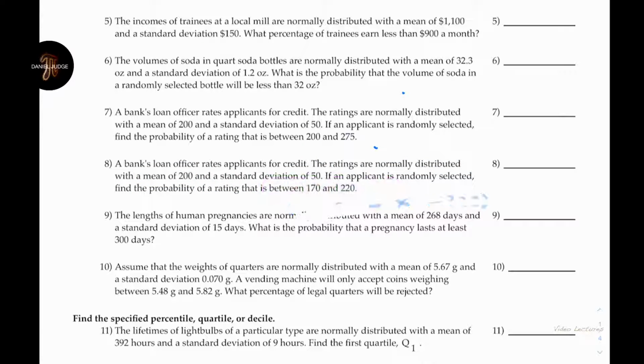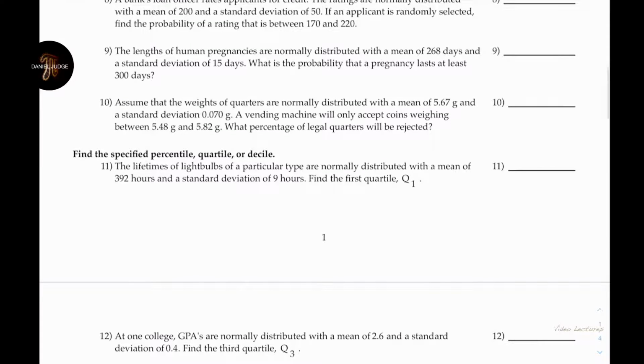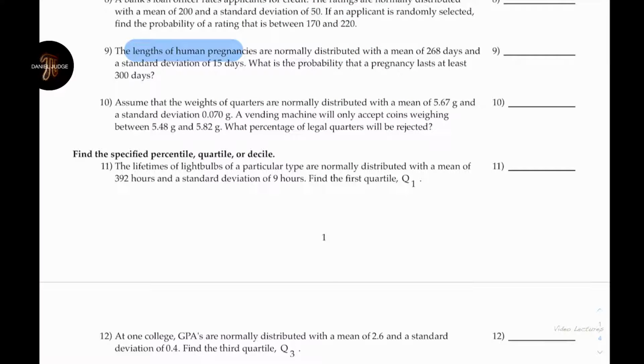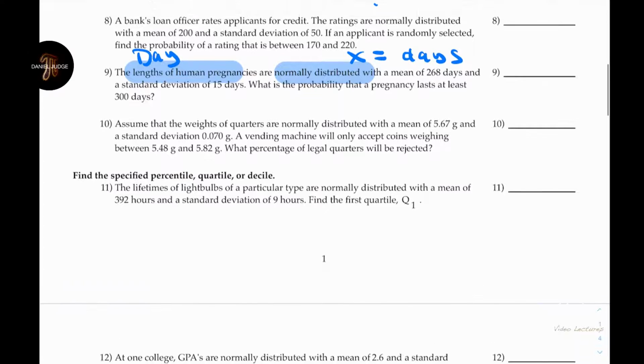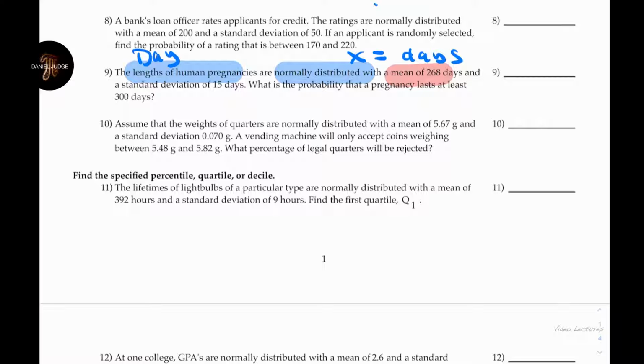All right, let's look at number 9. Let's read what they're saying. In number 9, they're saying that the lengths of human pregnancies is normally distributed. Now, personally, there's nothing wrong with saying length. I would say days. The days of human pregnancies are normally distributed. They call it the length. So I'll just put X as length or X as days. This is what they mean by that first sentence. Okay. No big deal. But if you notice, they have a mean of 268 days and they have a standard deviation of 15 days.